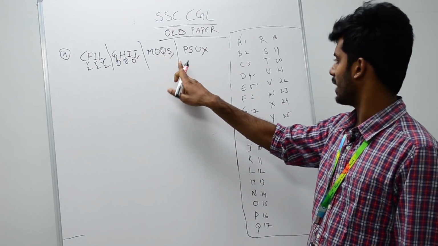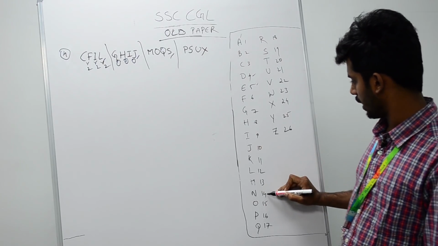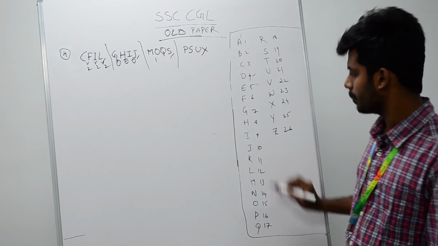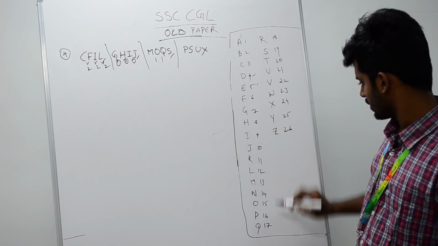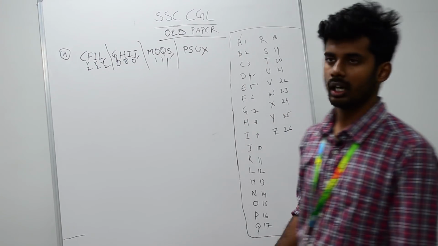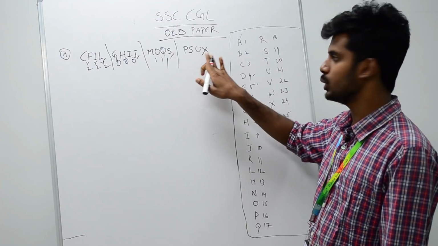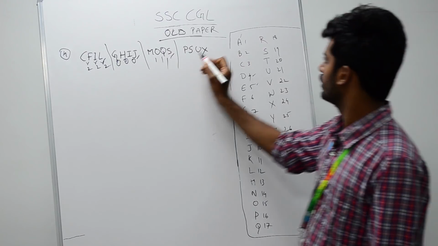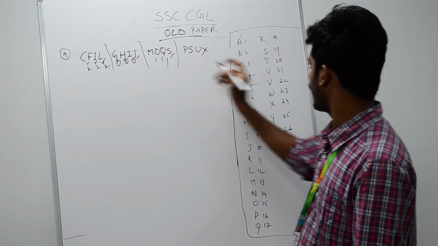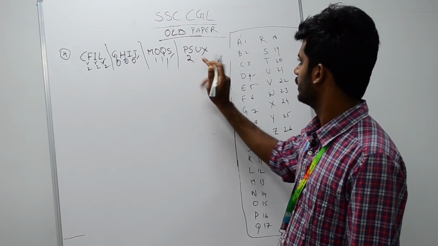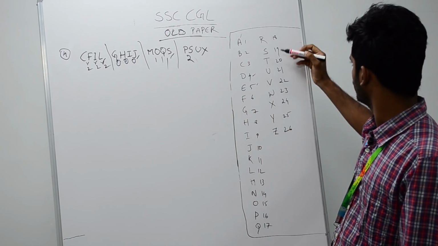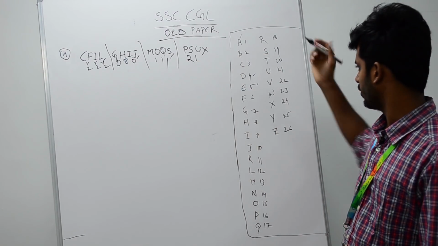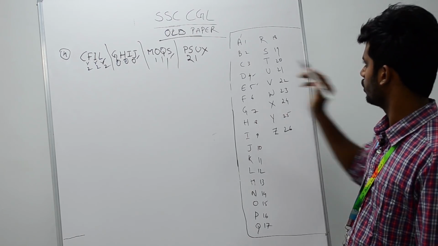Here you come. M, O, Q, S. M and N, there is one gap which is N. O and Q, there is a gap P. Q and S, there is R. Coming to the fourth one, P, S, U, X. P and S, Q and R. The difference between S and U, 1, which is T. U and X difference is 1, 2.